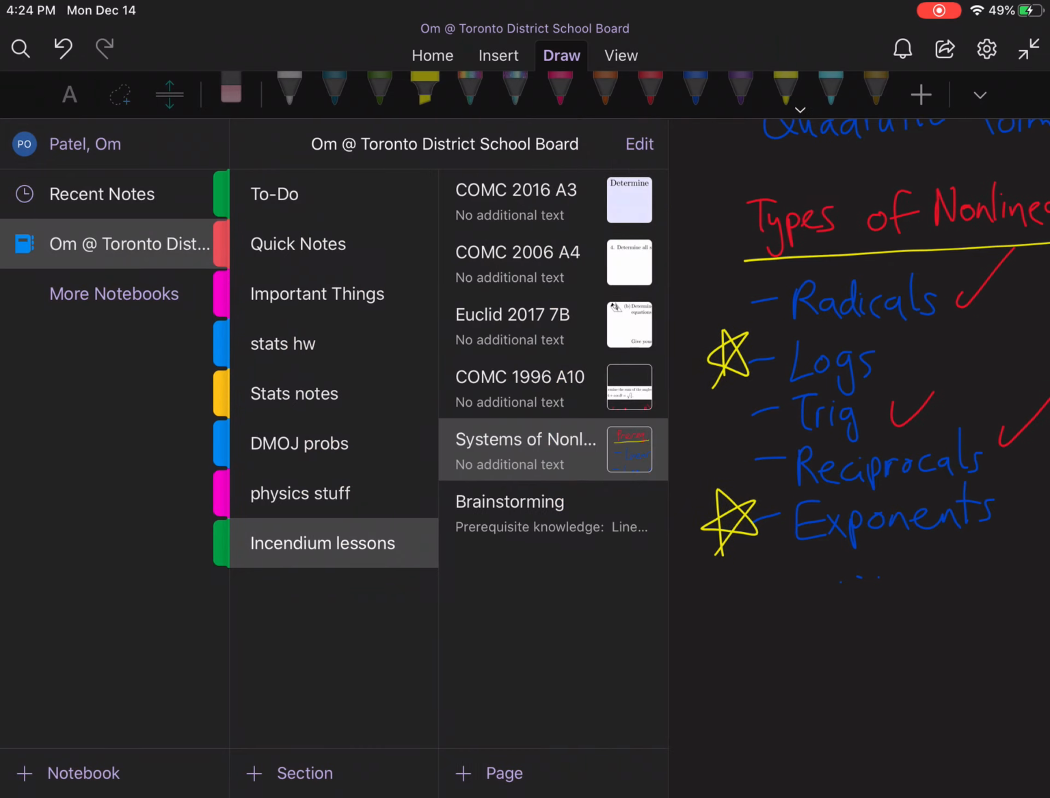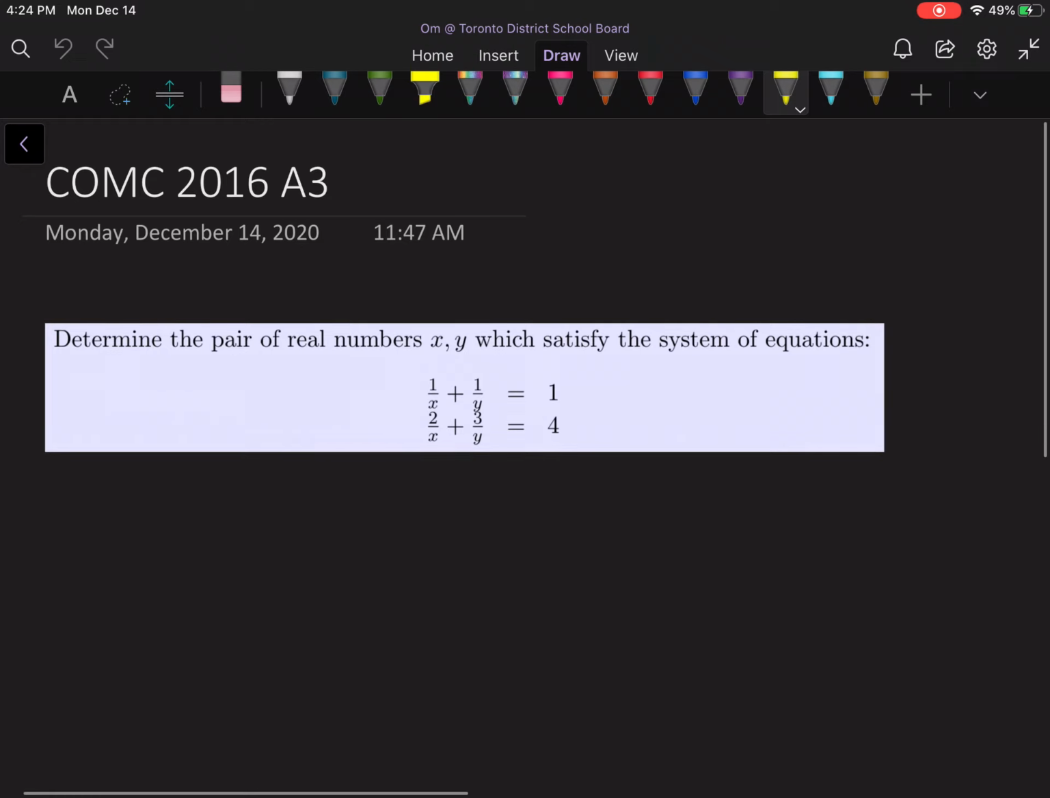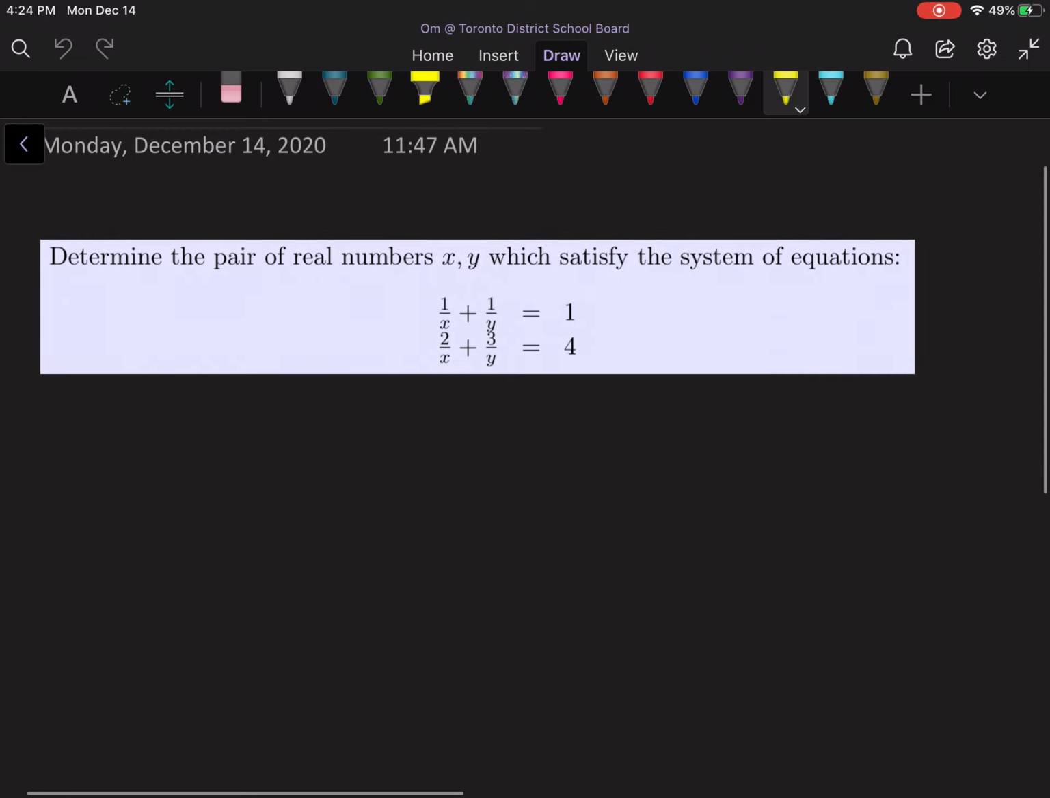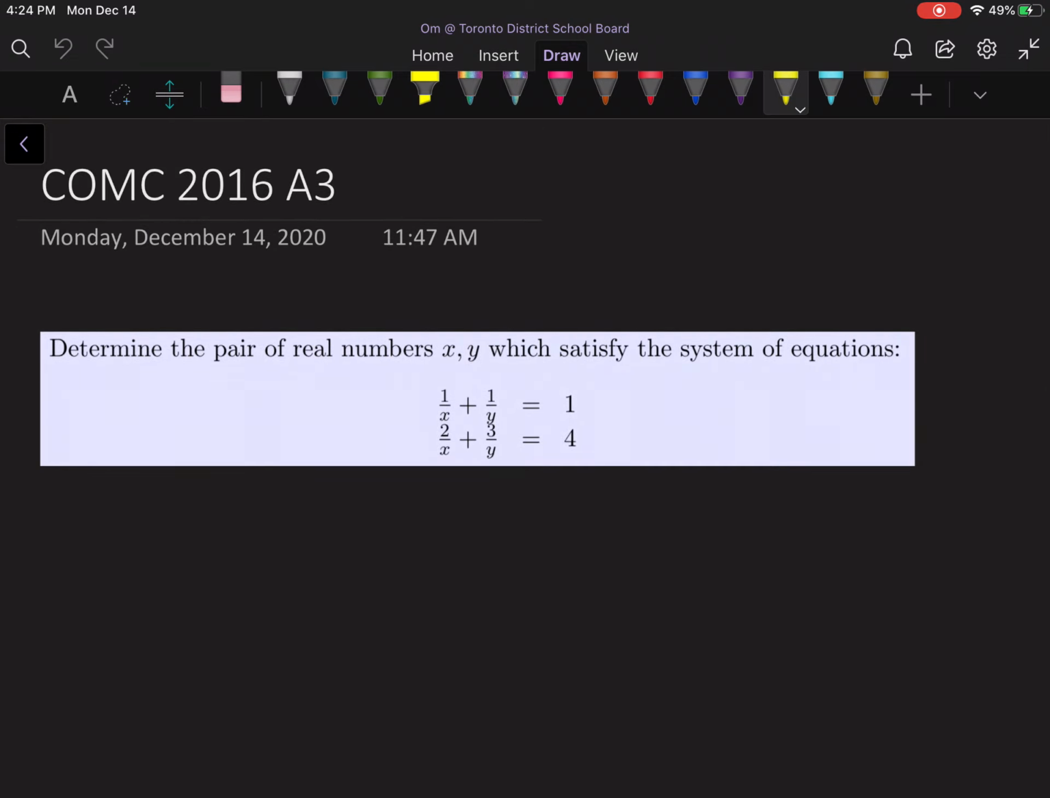Okay, great. So here is our first problem, taken from the CMC 2016, question 8.3. Determine the pair of real numbers x, y, which satisfy the following system of equations. So before I get started, and this applies to all of the other questions as well, I really suggest that you pause the video and try figuring it out on your own before actually watching the answer.